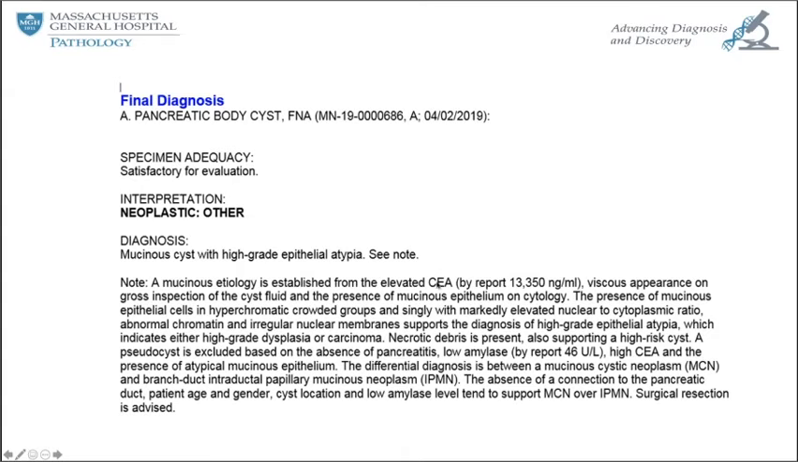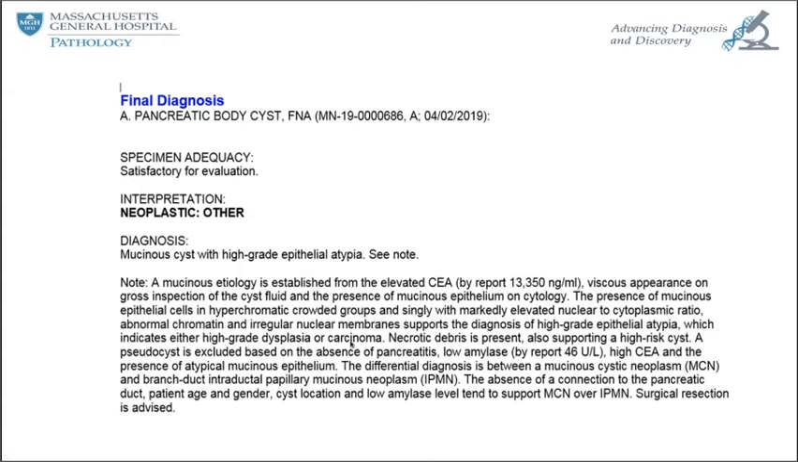A mucinous etiology is established from the elevated CEA. There was a viscous appearance on the gross inspection of the cyst fluid. This is coming from reading the EUS report. And there is mucinous epithelium on cytology. The presence of mucinous epithelial cells in hyperchromatic crowded groups, singly with marked elevated nuclear to cytoplasmic ratio, abnormal chromatin, irregular nuclear membranes, supports the diagnosis of high-grade epithelial atypia, which indicates either high-grade dysplasia or carcinoma. Again, we can't distinguish these two just on the cytology.